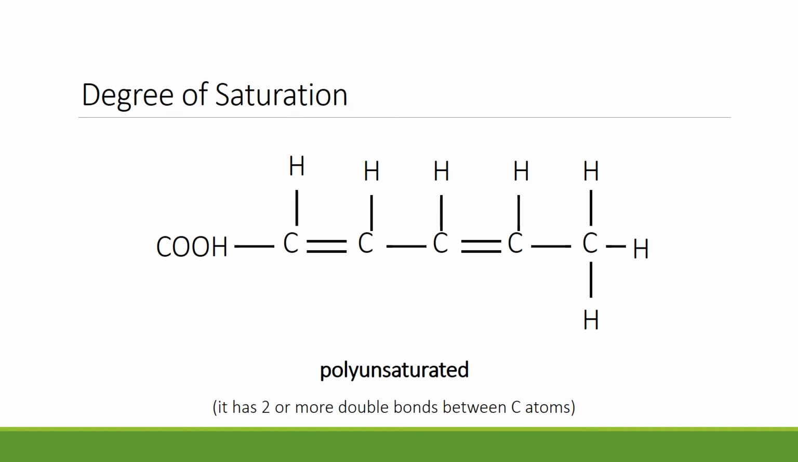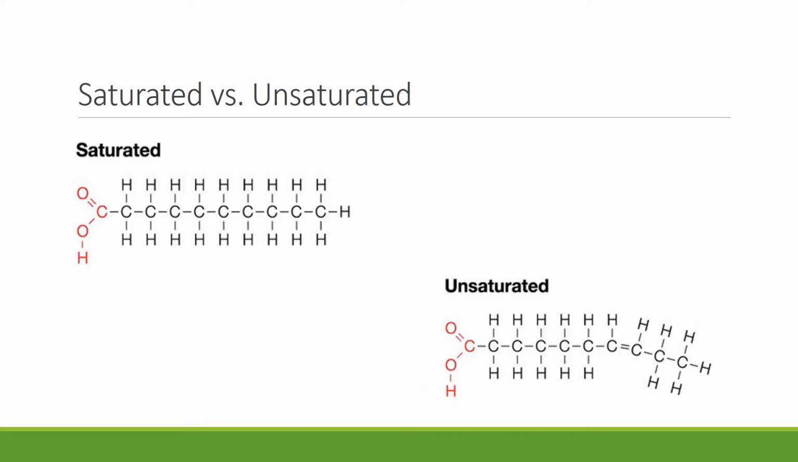This slide shows you an example of a polyunsaturated fatty acid. Poly means many or more than one, and in this molecule there are 2 double bonds between carbon atoms. This is just to recap what we've talked about on the last several slides. The difference between saturated and unsaturated fatty acids is the presence or absence of a double bond between carbon atoms. The molecule on the left has no double bonds between carbon atoms. The molecule on the right has 1 double bond between 2 of the carbon atoms. So the molecule on the left is saturated while the molecule on the right is unsaturated, and specifically monounsaturated.